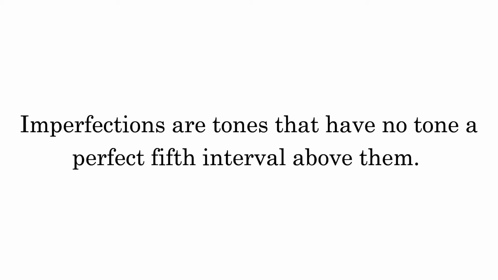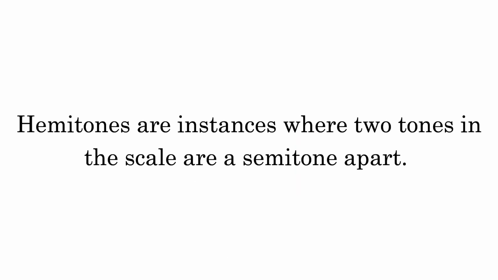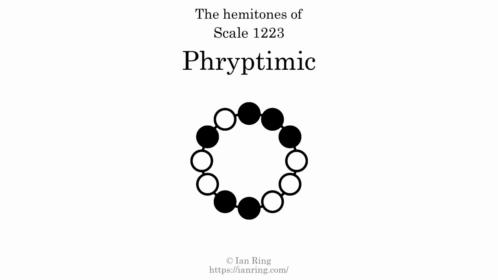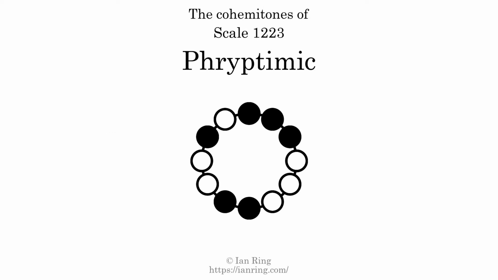Imperfections are tones that have no tone a perfect fifth interval above them. This scale has 3 imperfections. They are at positions here, here, and here. Hemitones are instances where 2 tones in the scale are a semitone apart. This scale has 3 hemitones. They are at positions here, here, and here. Cohemitones are instances where 2 hemitones are beside each other. This scale has 1 cohemitone here.